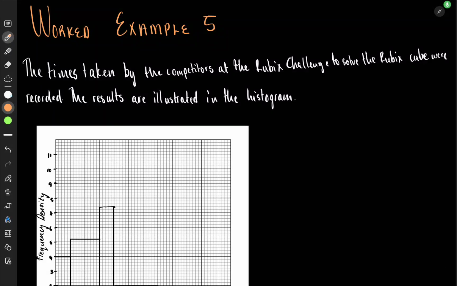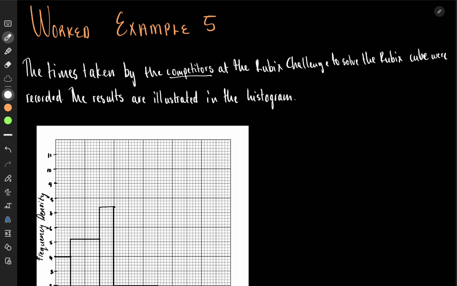Okay, so now we go through example 5. And here's what it's saying. The times taken by the competitors at the Rubik's challenge to solve the Rubik's Cube were recorded. The results are illustrated in the histogram.